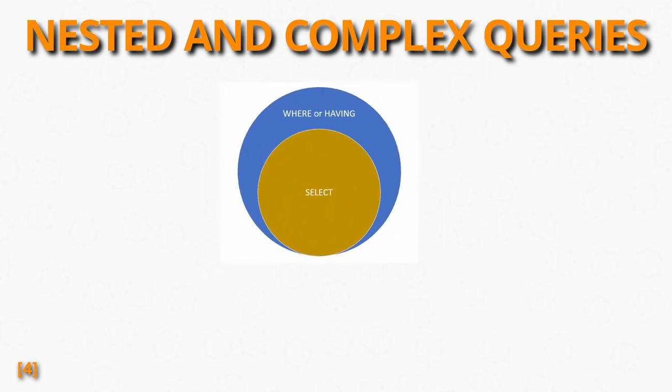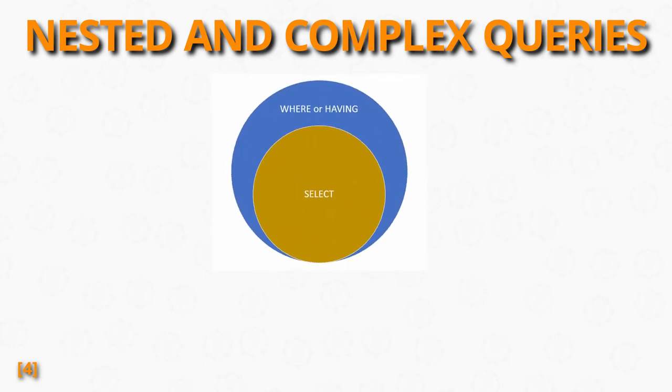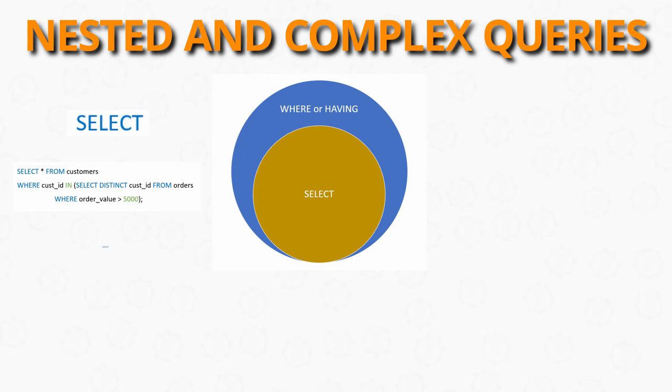A subquery, also known as a nested query or subselect, is a select query embedded within the where or having clause of another SQL query. The data returned by the subquery is used by the outer statement in the same way a literal value would be used. Subqueries are most frequently used with select statement. The following statement will return the details of only those customers whose order value in the orders table is more than $5,000. Subqueries can also be used with insert statements.